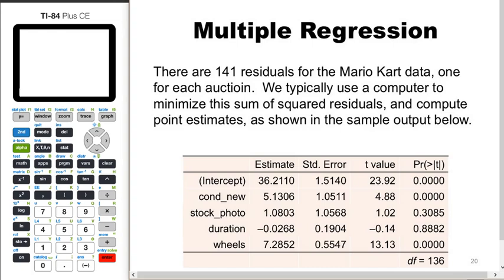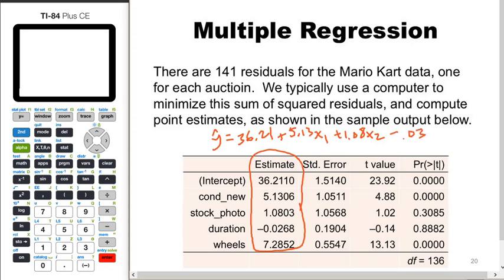So the output reads basically the same as before. When we write our equation, it's going to be based off this first column. So it'll be essentially your predicted price, the y hat. This would be the 36.21, that's the intercept, and then plus 5.13 for whether or not the condition is new, plus 1.08 times whether it's a stock photo, minus 0.03 times the number of days, so the duration, and plus 7.29 times the number of wheels. So that gives you a sense. We can write the equation based off that column.